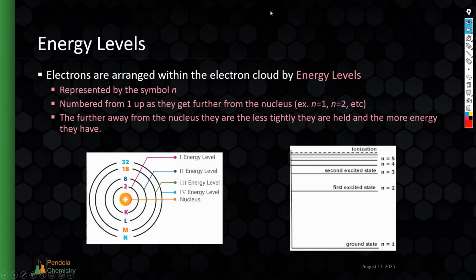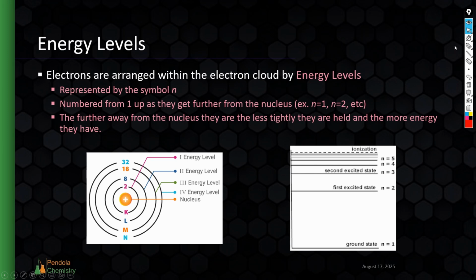We're going to start with the part of the quantum mechanical model that we went over last year in honors chemistry, which is the energy levels, sublevels, and orbitals. Starting with the highest of the three, which are the energy levels. Energy levels are where the electrons are placed within the electron cloud. The electron cloud is arranged by subdividing it by energy levels.